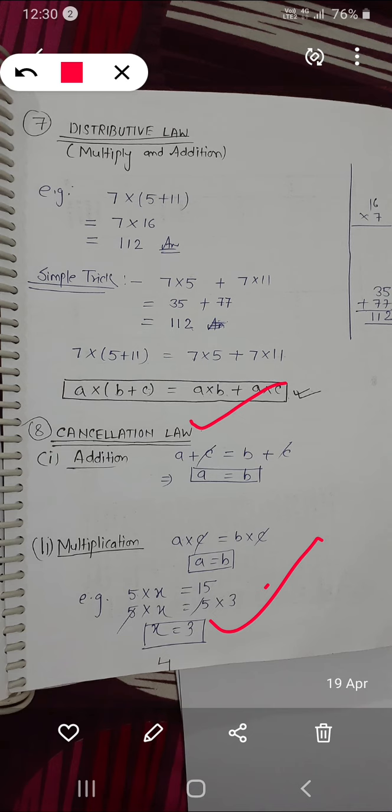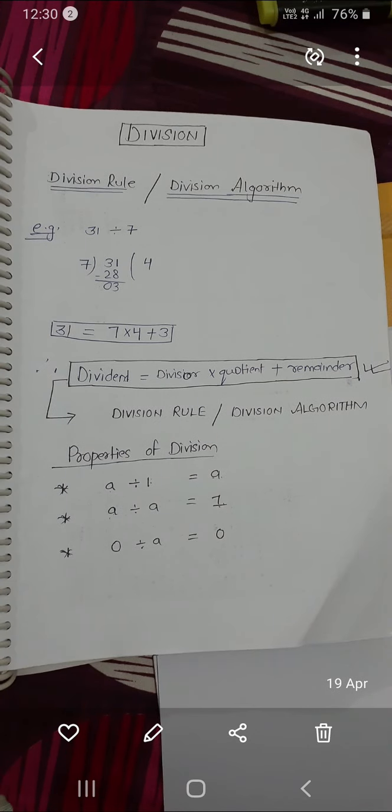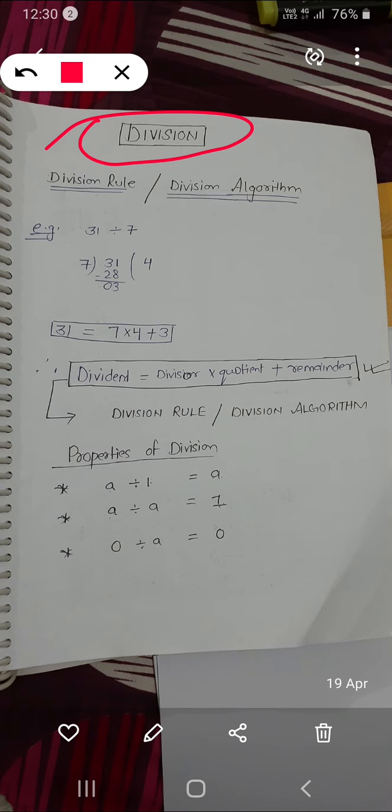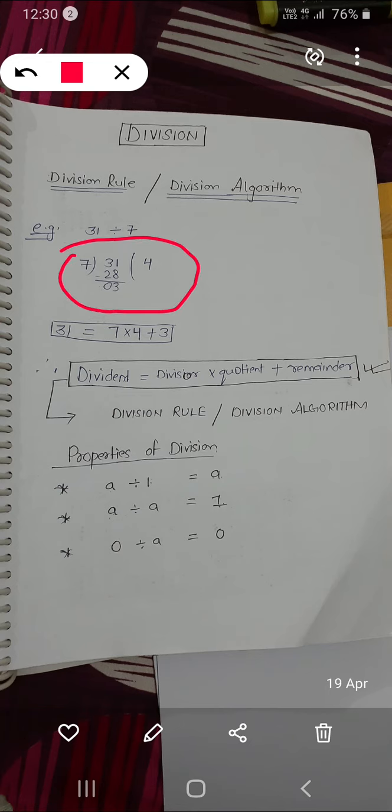Okay children, now let us move. Now we will learn division. You already know how we can divide a number. When we divide a number by any number, you can see here this 31 is called dividend, and we divide by 7, so 7 is called divisor. After division we get this.